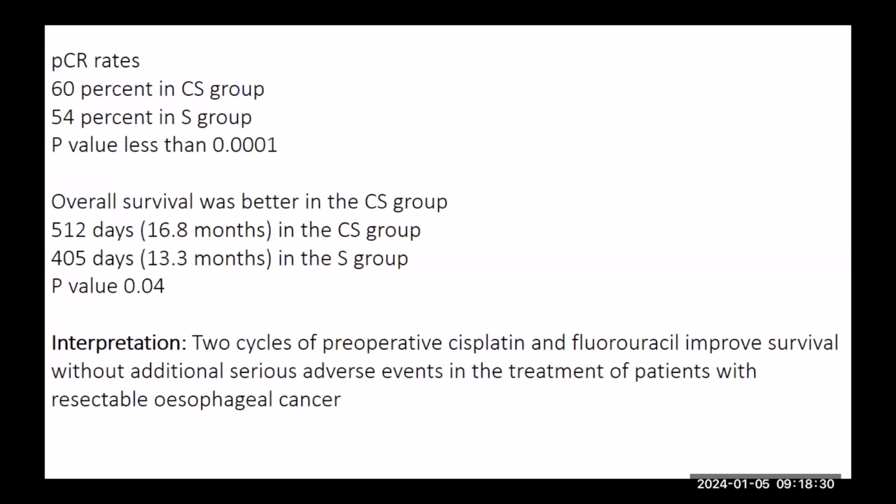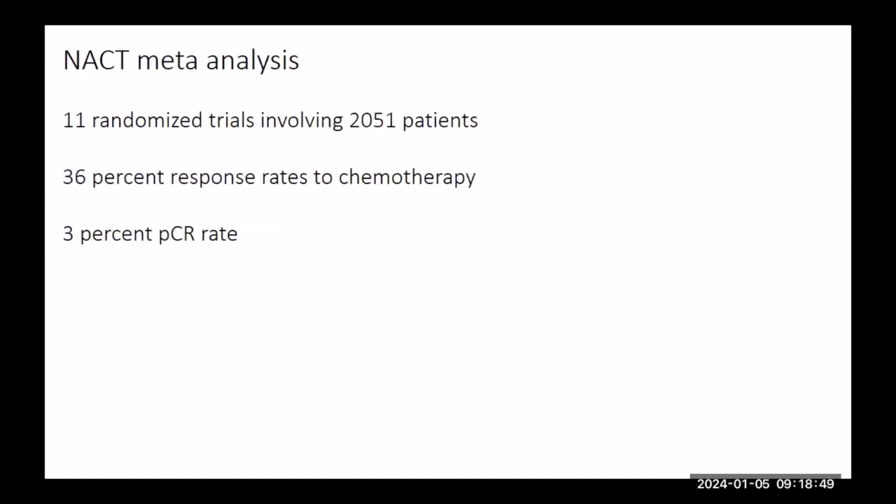In terms of PCR rates, it was again superior in the CS group, and this was the trial which showed that overall survival was also better in the CS group, 16.8 versus 13.3 months, which was statistically significant. So the interpretation was that 2 cycles of NACT, which is cisplatin 5FU, improves survival in patients with resectable esophageal cancer. And then coming to the NACT meta-analysis of 11 studies, there is a 36% response to chemotherapy and a 3% PCR rate.